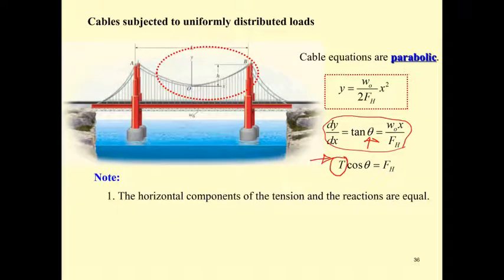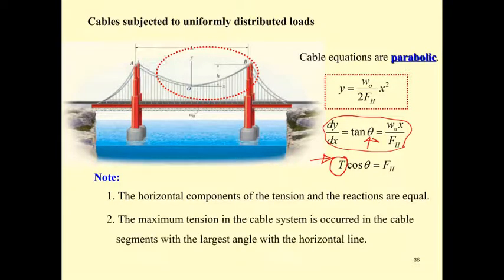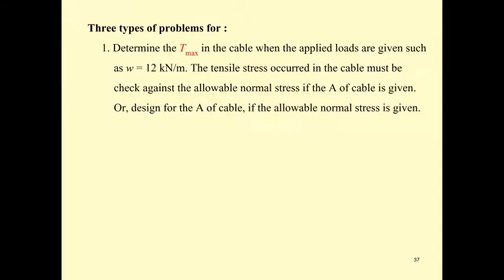Okay, and note the horizontal component of tension and reaction are equal. You know, F sub h is always equal, it is constant. The maximum tension of cable occurs when the cable has the maximum angle with the horizontal line, the largest angle. Okay, there are three types of problem now, and our three examples are going to follow that.